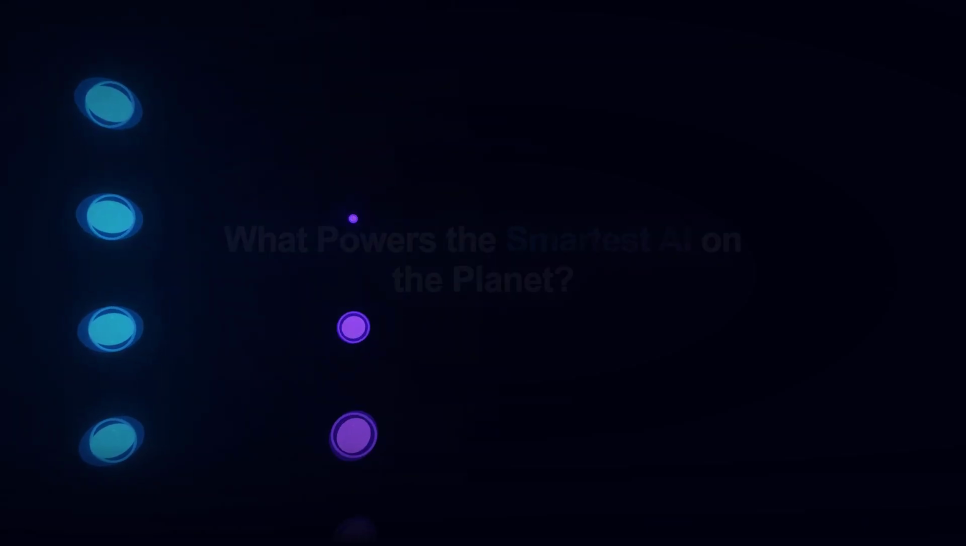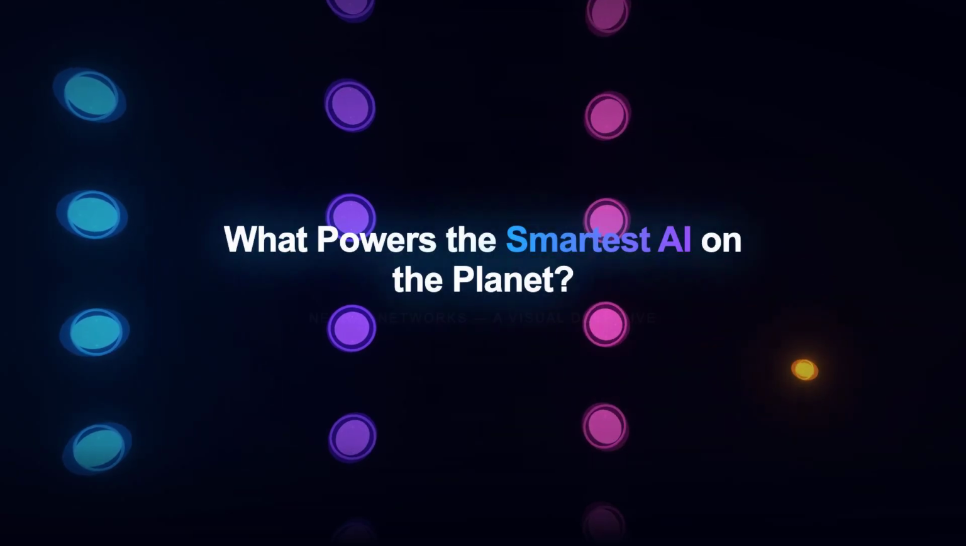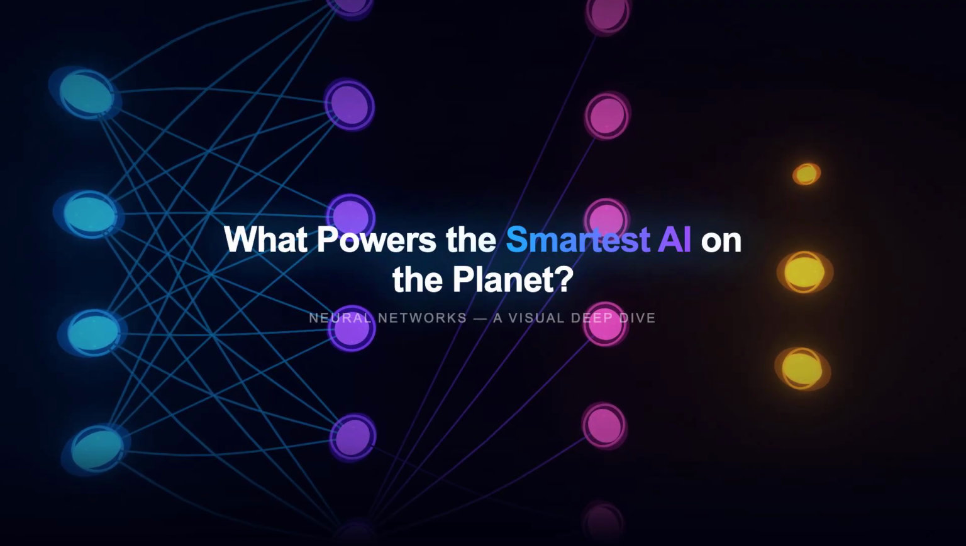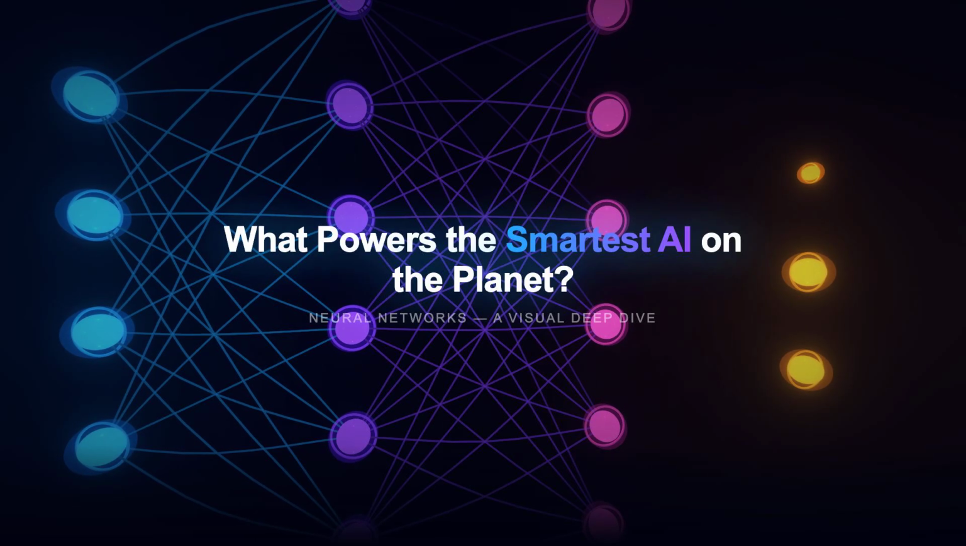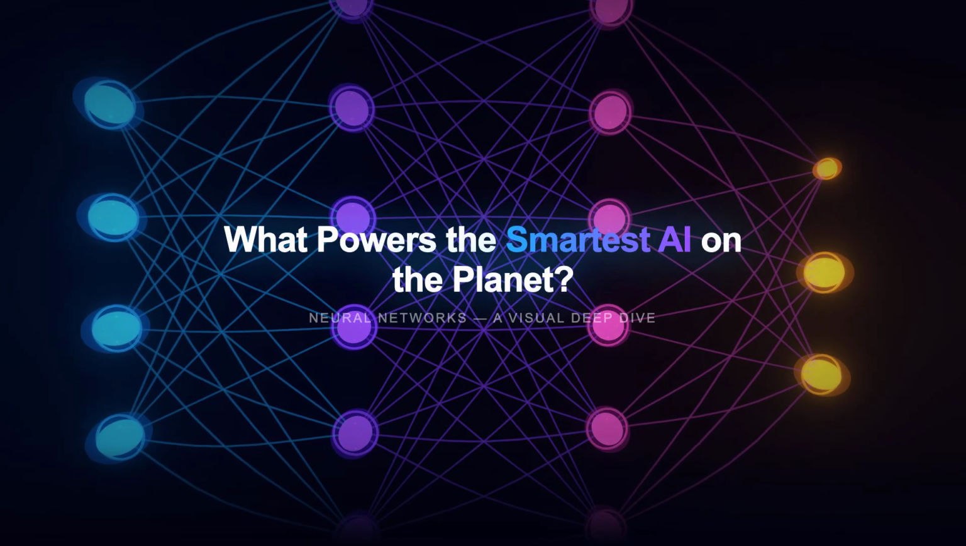What if I told you that the smartest AI systems on the planet, the ones beating humans at chess, writing code, and diagnosing cancer, are all powered by one deceptively simple idea? It's called a neural network. And in the next 4 minutes, you're going to understand exactly how it works.